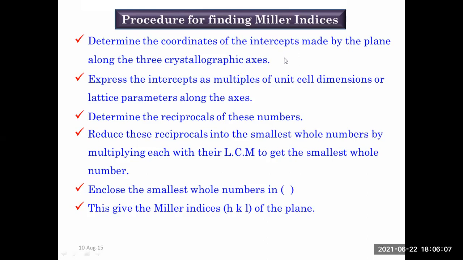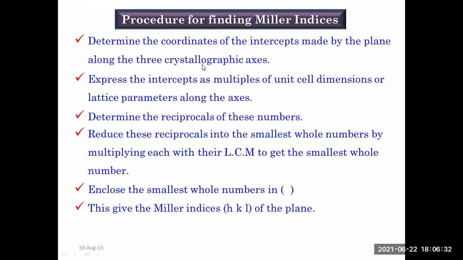So I think you got a clear idea regarding Miller indices. Again, I'm repeating the same thing: the Miller indices are the smallest possible integers which have the same ratio as the reciprocals of the intercepts of the concerned plane along the three crystallographic axes, that is x, y, z. So what is the procedure? We have just seen a schematic diagram. Now what will be the procedure to find these Miller indices?